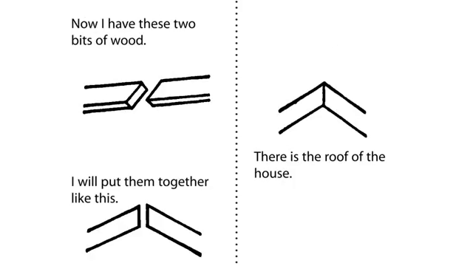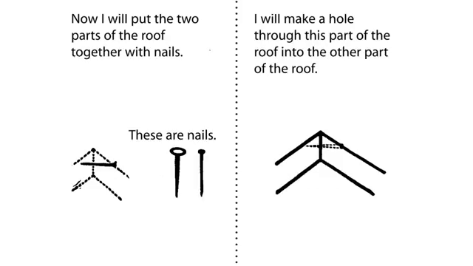Now I have these 2 bits of wood. I will put them together like this. There is the roof of the house. Now I will put the two parts of the roof together with nails. These are nails. I will make a hole through this part of the roof into the other part of the roof.